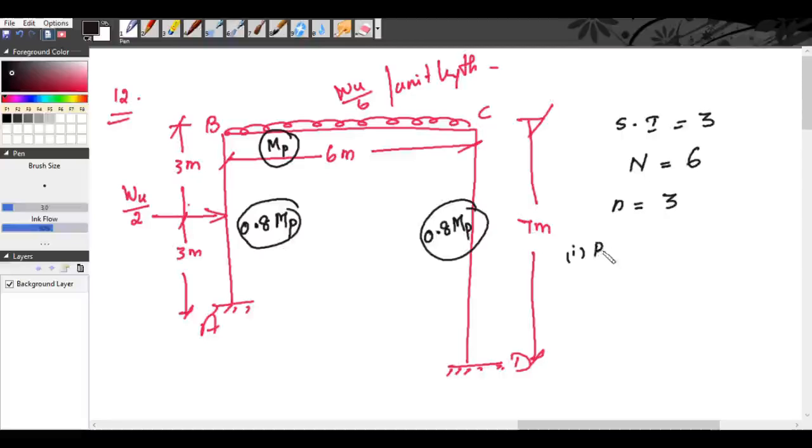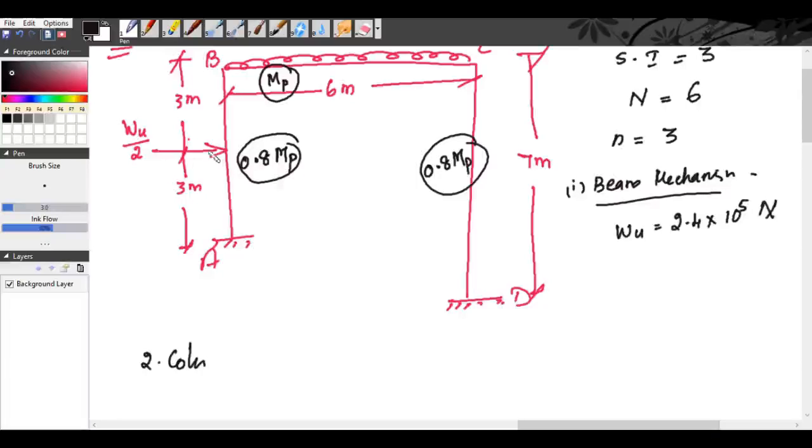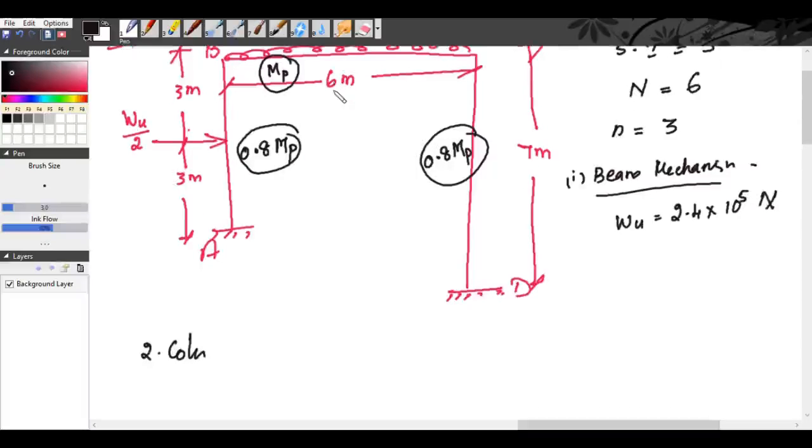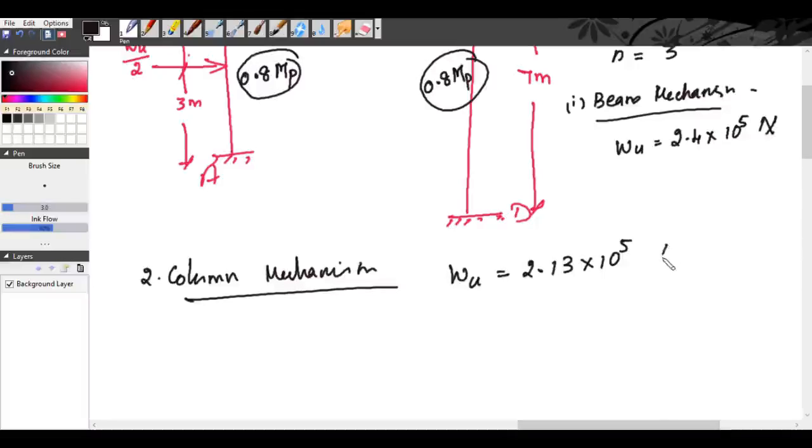So, first mechanism will be beam mechanism. For beam mechanism, after equating external work done to internal work done, you will get the collapse load as 2.4 into 10 raised to 5 Newton. The second mechanism will be column mechanism, because for the column AB, you have a concentrated load acting at the mid of the column AB. So in AB, you will have a column mechanism similar to the beam mechanism. For the column mechanism, after equating external work done to internal work done, you will get the collapse load as 2.13 into 10 raised to 5 Newton.